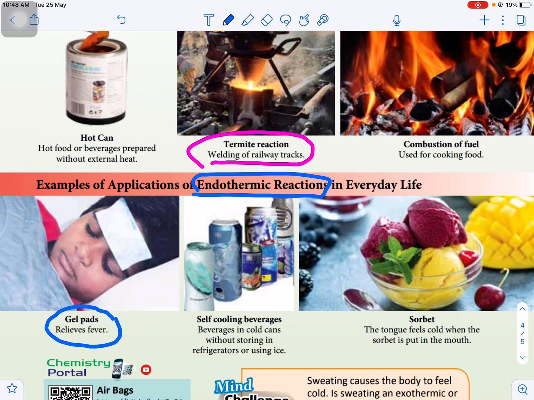We have a few layers, and if the hot can releases heat from the chemical reaction, for the soft cooling beverage, the reaction among the layers itself will absorb heat. So there is no need for you to put the can inside the refrigerator or put some ice cubes. You just activate the soft cooling beverage like how you activate your hot can.